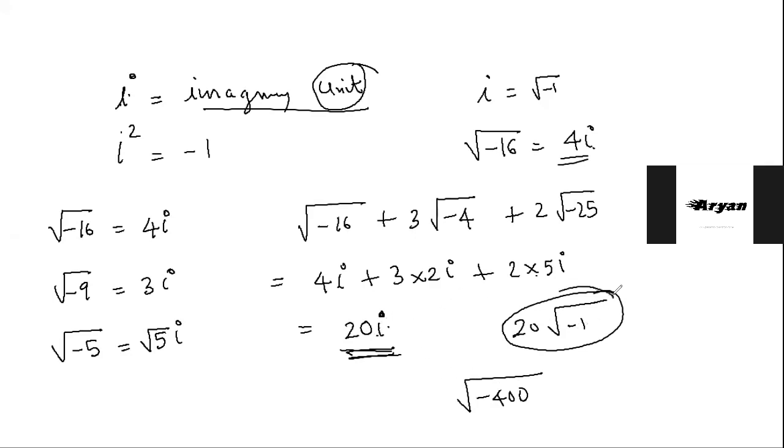i is nothing but root of -1. We don't replace i by root -1, but root of -1 will be replaced by i. So if you come across root of -16, you will write it as 4i. But if you come across 4i, we will not write it as root of -16 again, because i is the imaginary unit, the smallest one. You don't have to simplify further with i. Is that clear? Yes, sir.